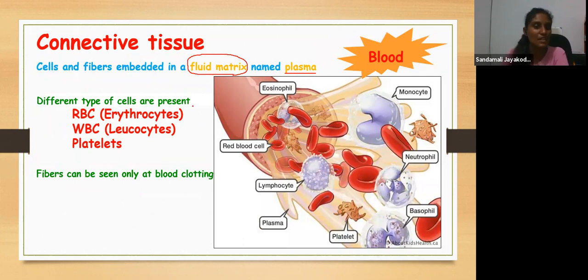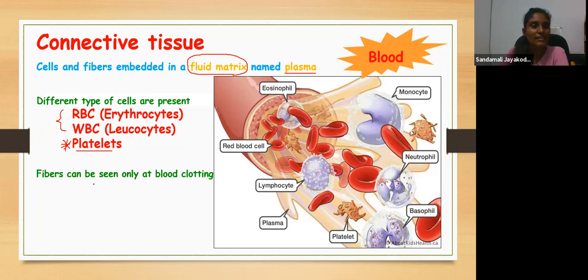There are different types of cells in this blood tissue. There are red blood cells, also named erythrocytes, and white blood cells, also named leukocytes. And then finally, these are not cells, just cellular fragments. They are named platelets. They are cellular fragments, while the others are complete cells.